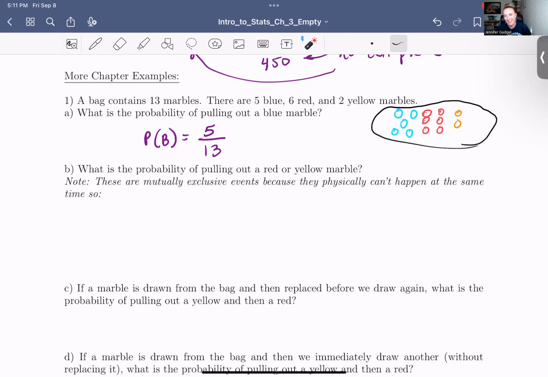Which, look, I just did part B, right? Red or yellow. You can do this kind of 2 ways. So the probability of pulling out a red or yellow, I just counted. I know I did blue or yellow, but red or yellow is 6 red or 2 different yellows. So that's 8 out of 13. Okay, if you're just looking at it logically, you can count the different ways.